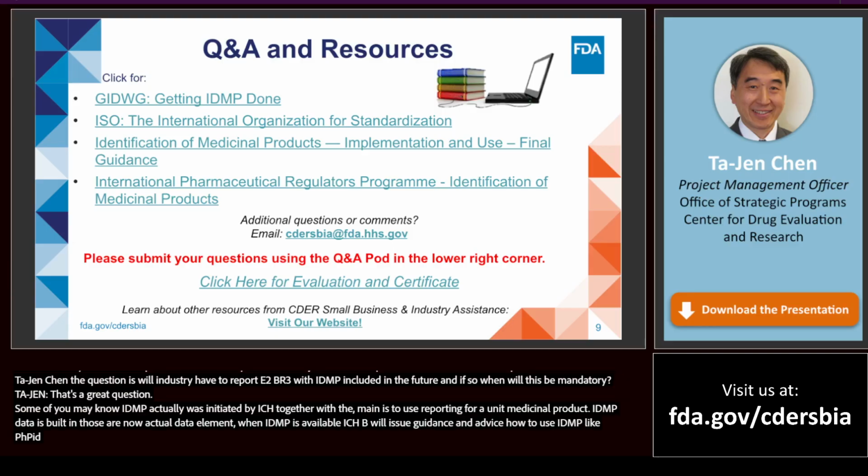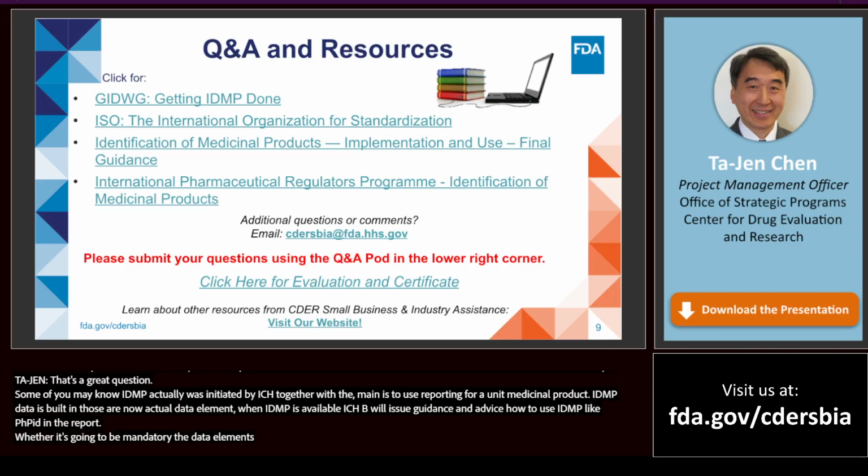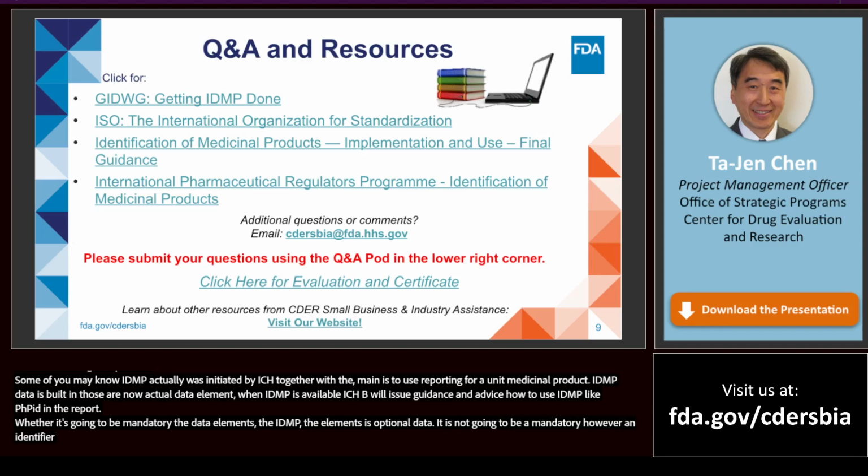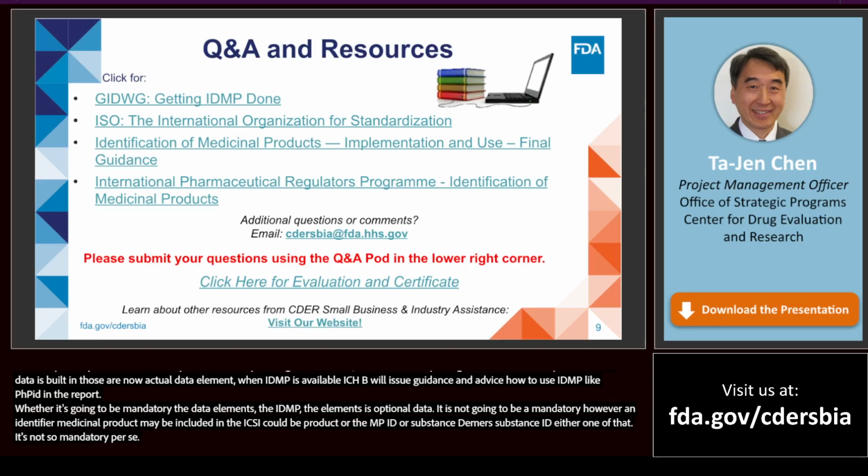Now, whether it's going to be mandatory, the data elements themselves, the MPID, PhPID, and substance ID, in the E2BR3 are optional data elements. So it's not going to be mandatory. However, an identifiable medicinal product needs to be included in an ICSR. So it could be the product name or the MPID or the substance name or the substance ID, either one of those. So it's not mandatory per se, but that's a great question.